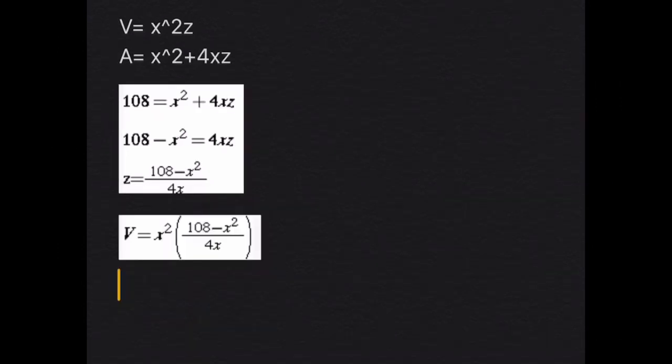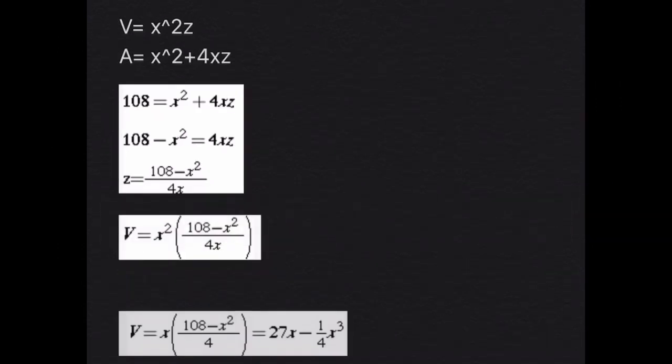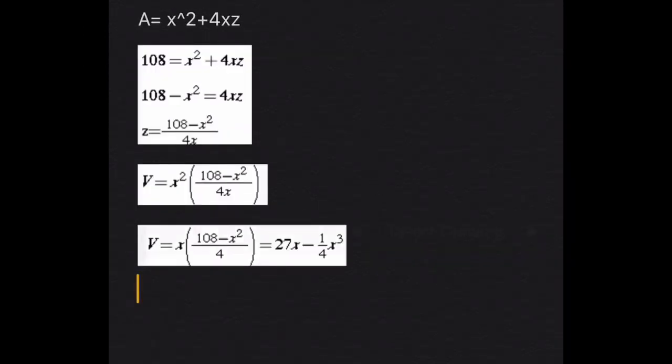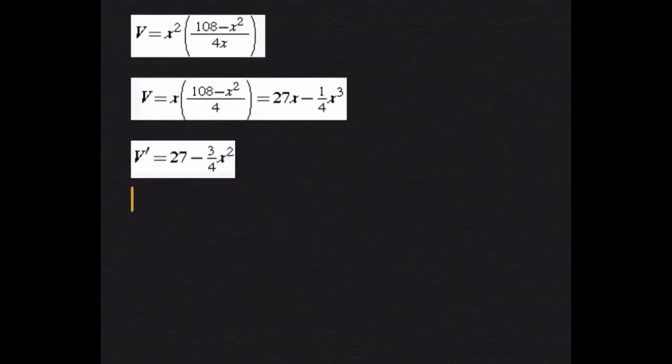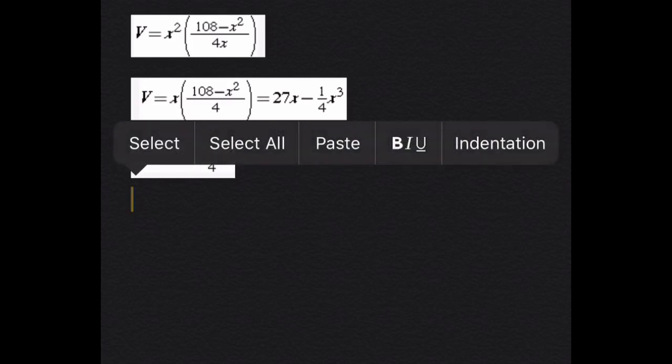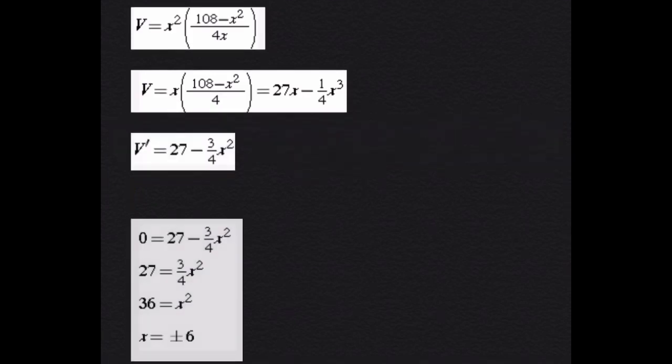We know the sides of the box must have a positive length, so x is greater than 0. Now we need to take the derivative of the volume equation, so we can first simplify to make it easier to differentiate using the power rule. Then we set the derivative equal to 0 to find the critical values. We get x is equal to positive and negative 6. Since negative 6 is outside the domain, only 6 is a critical number.